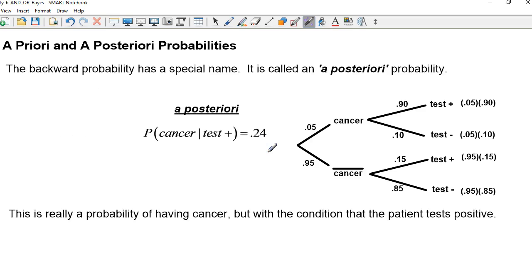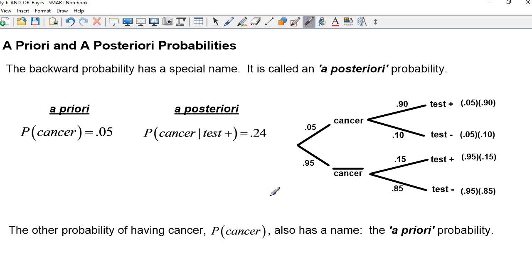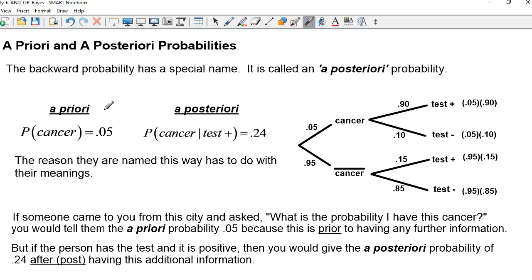First of all, this backwards probability of having cancer given that we test positive, that's referred to as an a posteriori probability. Okay, this is really a probability of having cancer, but with the condition that the patient tests positive. There's another probability of having cancer. If I just say what's the probability of having cancer as a simple probability without having any tests being run, that's 5%. And that's referred to as an a priori probability. Okay? Let me explain why those names are the way they are.